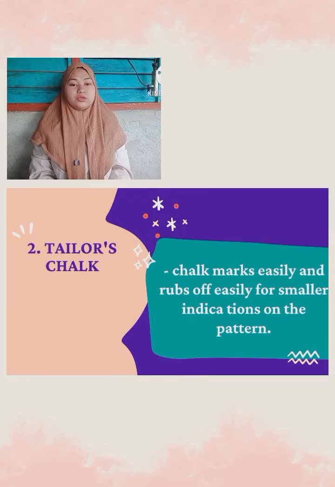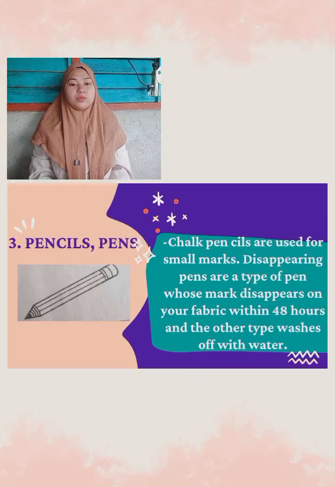And then the tailor's chalk, which is easy to use, as this could be easily wiped off or rubbed off, and is used for indication of pattern. And also the pencils or the pens, which are also used to make small marks in the cloth, which also easily rinse off or wash off.